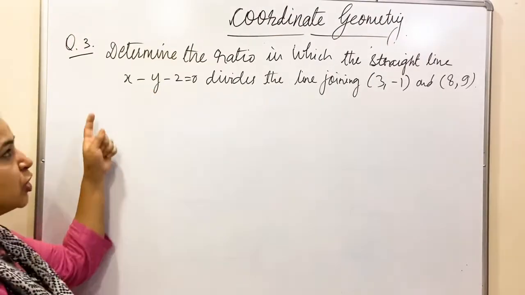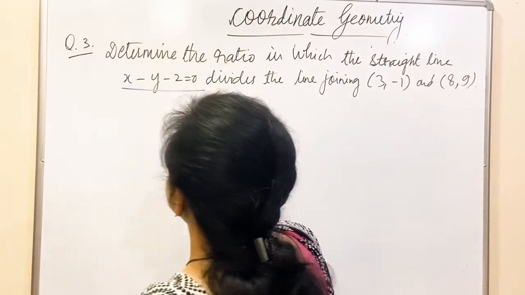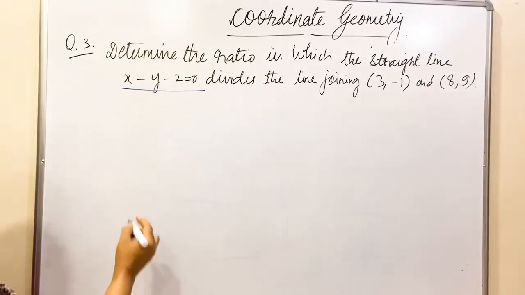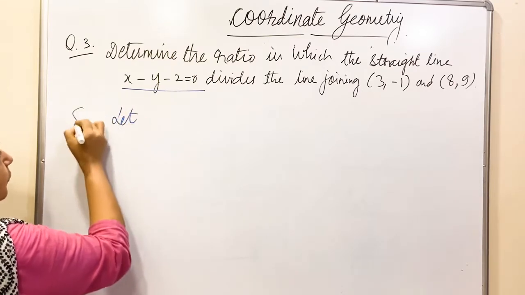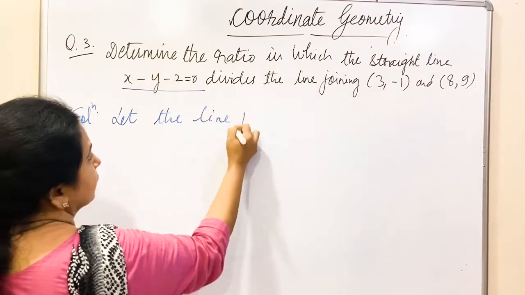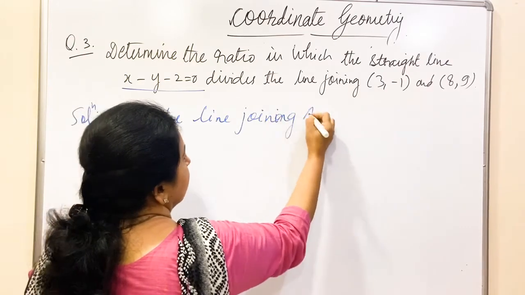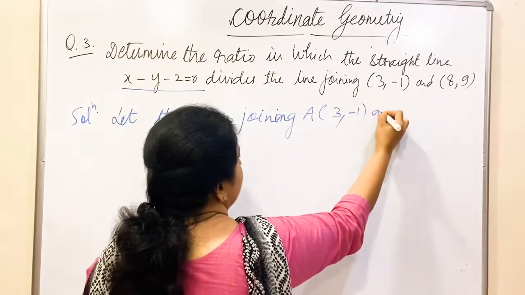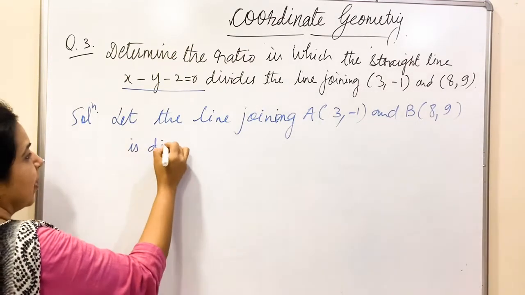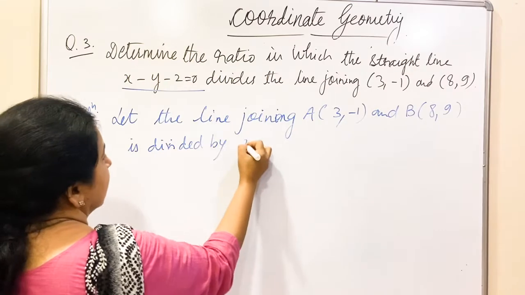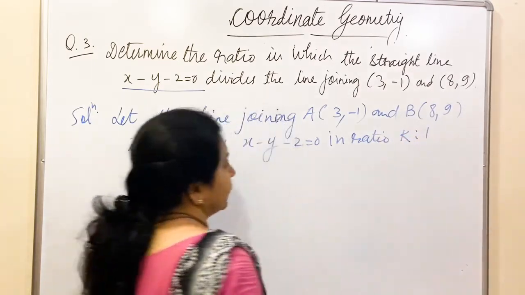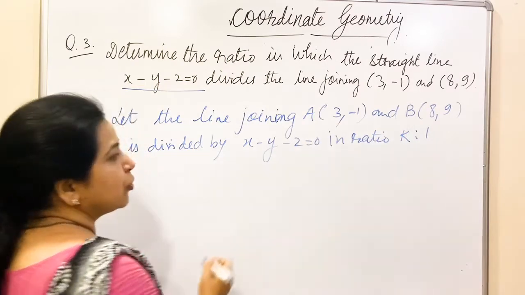In question number 3, we have to determine the ratio in which the straight line x minus y minus 2 equals 0 divides the line joining two points A and B. So let the line joining A, the first point, and B, the second point, be divided by this line in the ratio k is to 1.